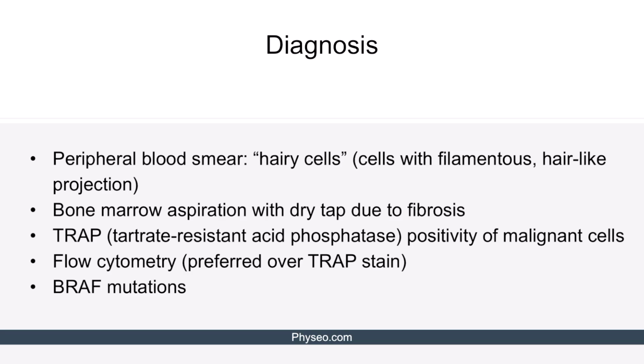Okay, moving on to diagnosis. A peripheral blood smear in a patient with hairy cell leukemia will show hairy cells, and these are cells with filamentous hairy-like projections. A bone marrow aspiration will result in a dry tap due to hairy cell-induced marrow fibrosis. Malignant cells are positive for tartrate-resistant acid phosphatase, or TRAP. However, flow cytometry has almost completely replaced TRAP staining. Finally, we can potentially check for BRAF mutations in hairy cell as well.